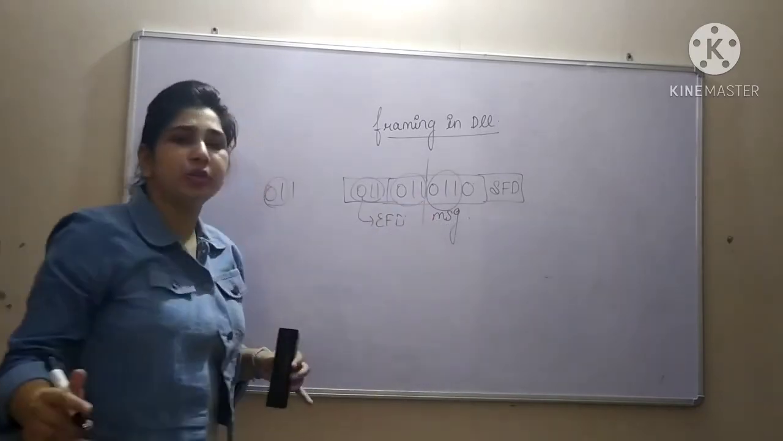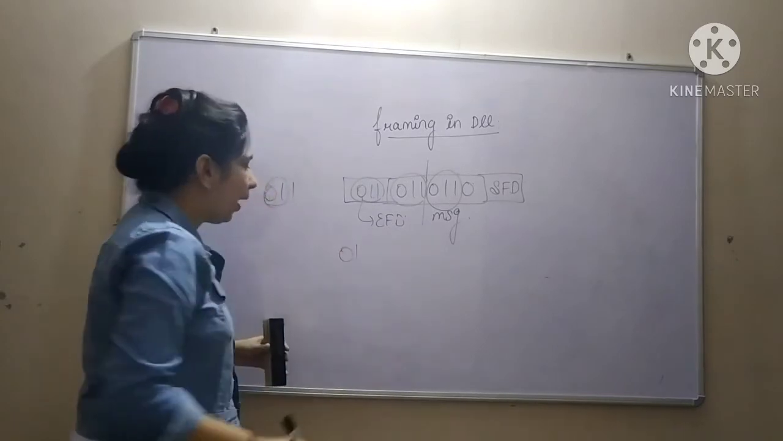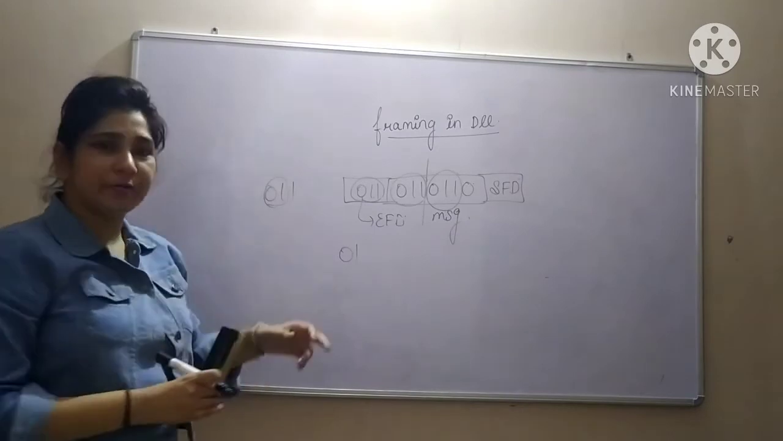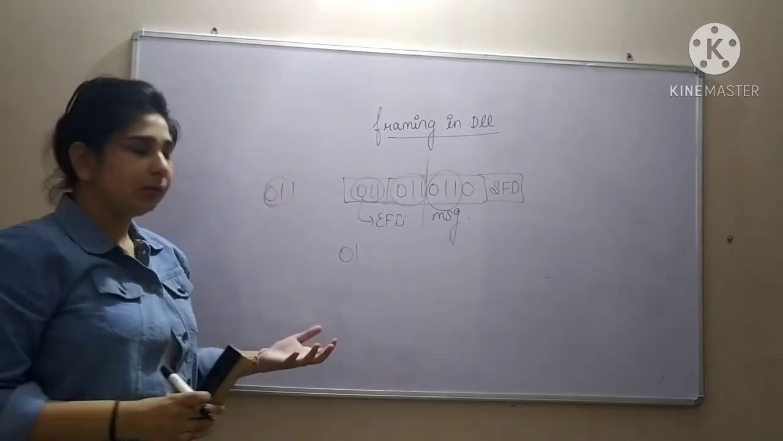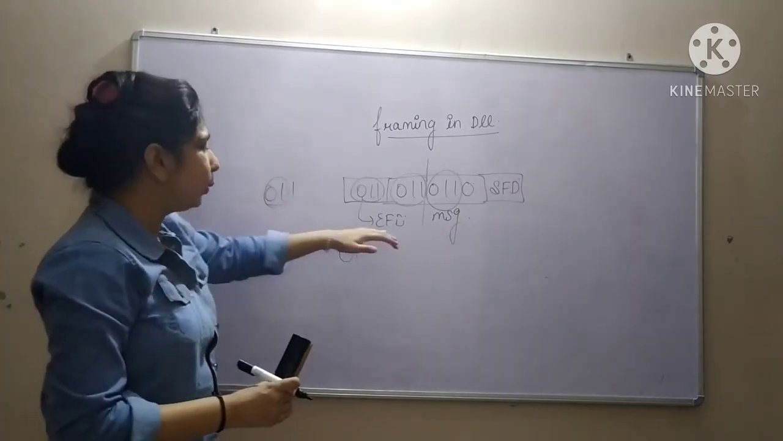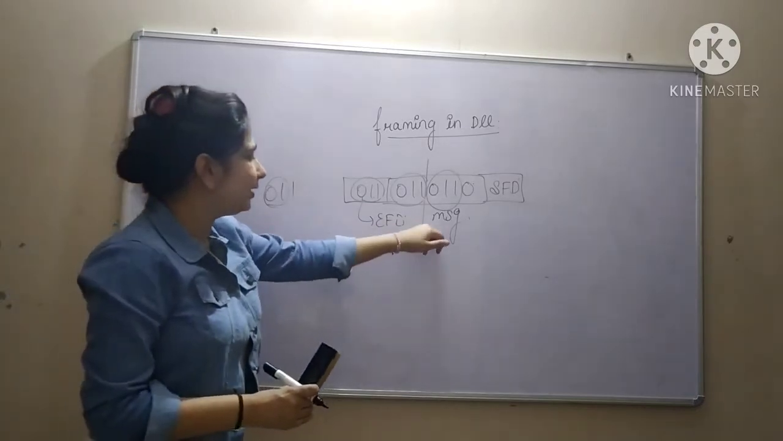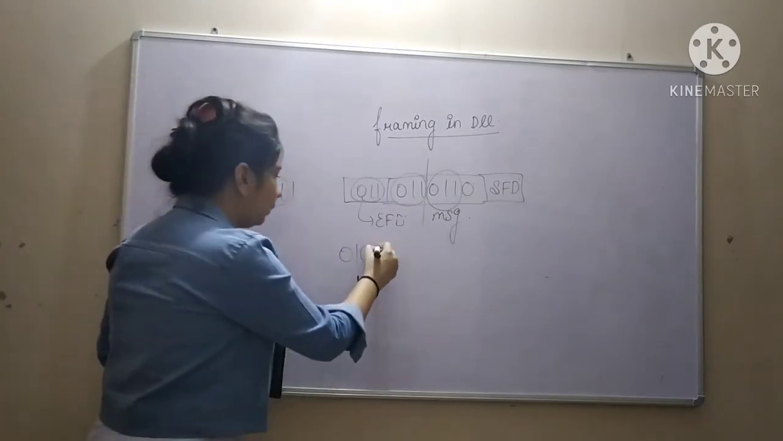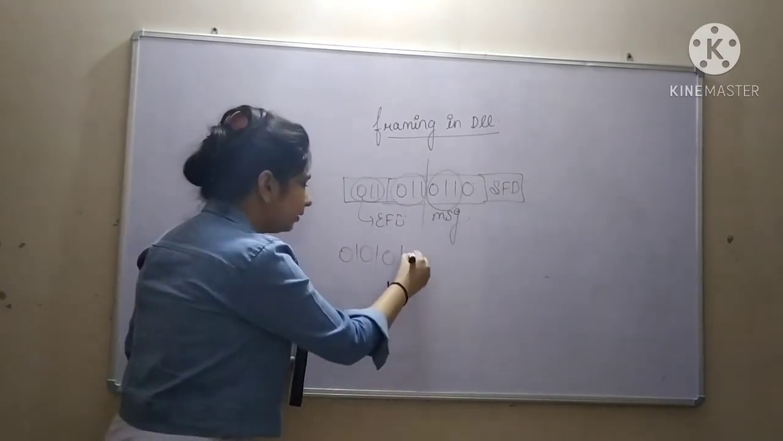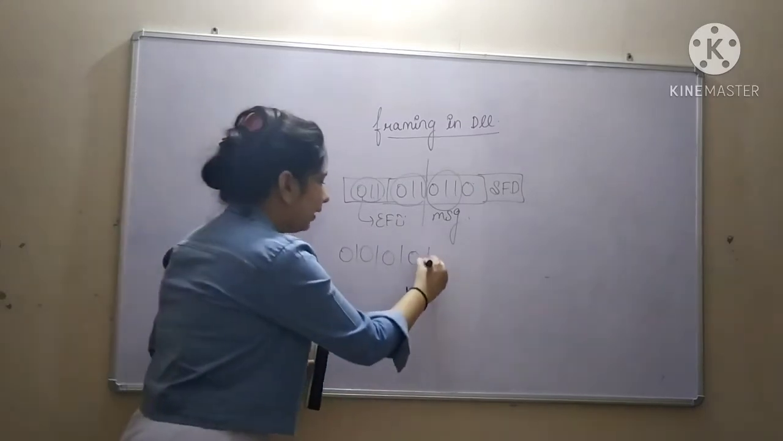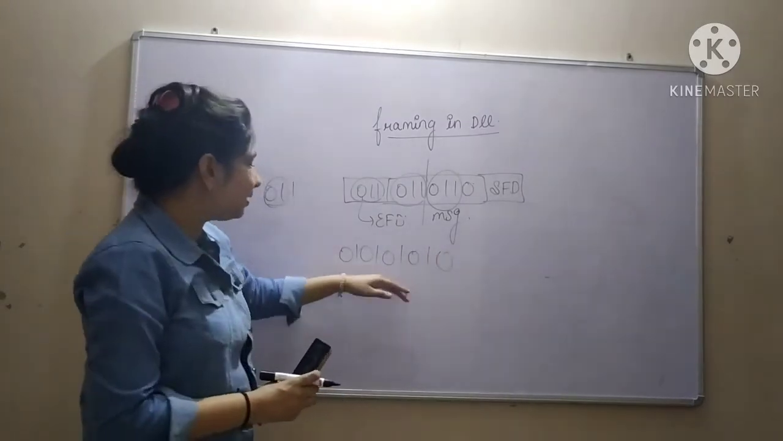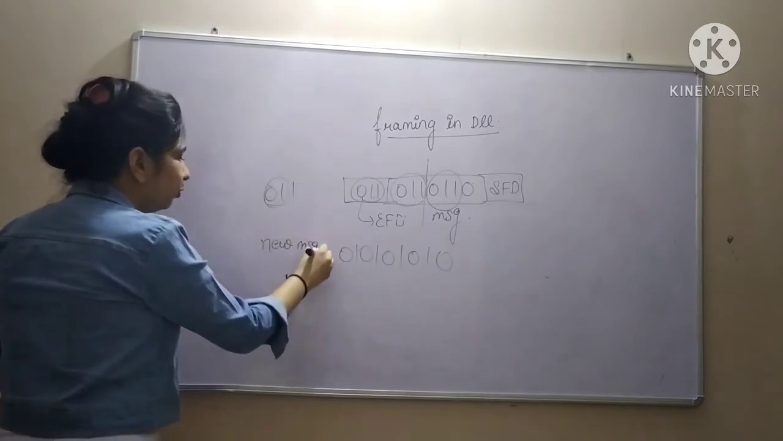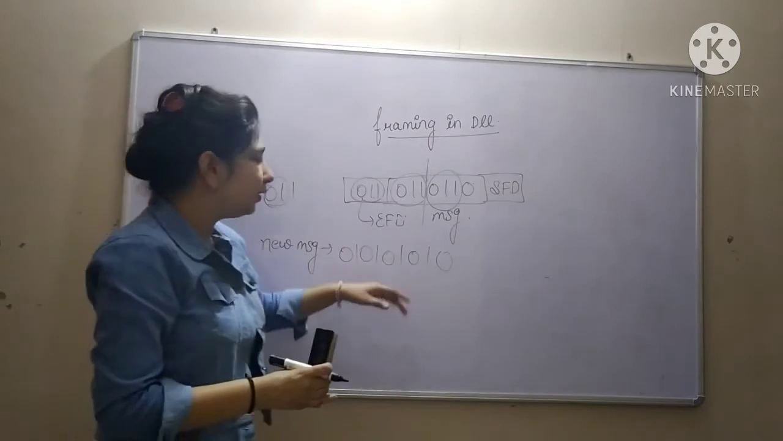So what is going to be my new message? 0, 1. Then I don't want 1 after 0, 1, because if 1 comes after 0, 1, we can't distinguish between the end frame delimiter and the message. So what I will be doing is putting 0. Then 1, 0, 1, 0, 1, 0. Okay, so this is the new message which I am sending to the receiver.